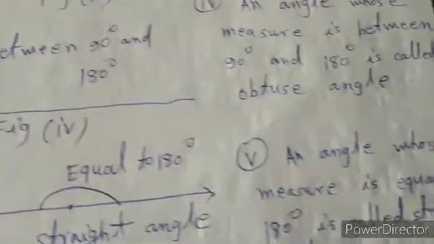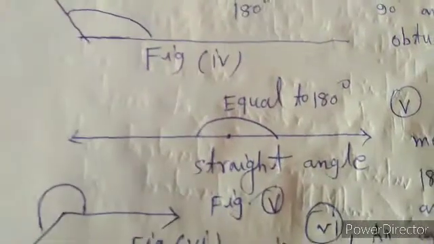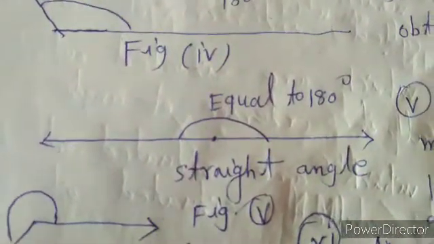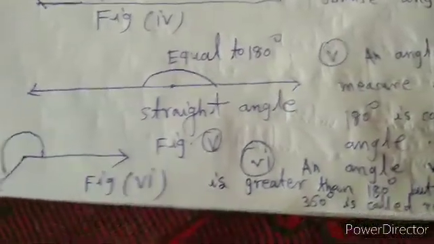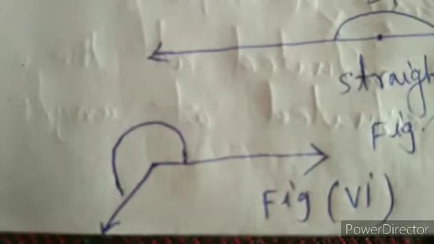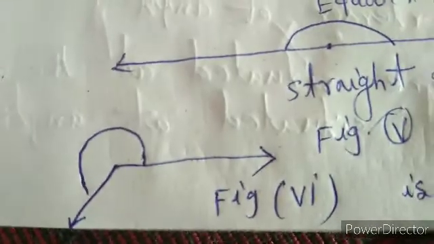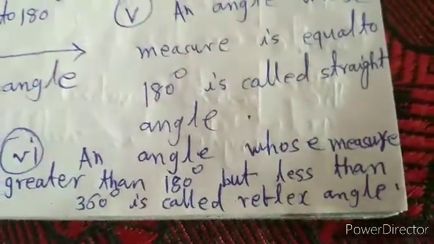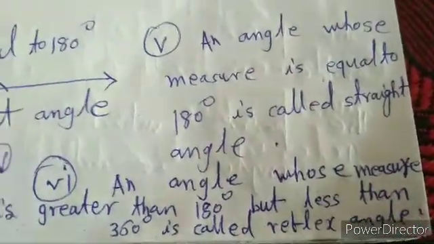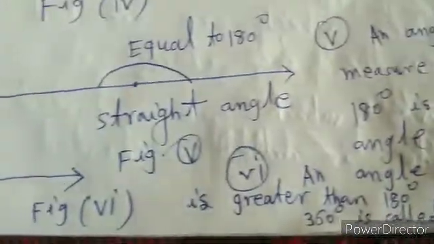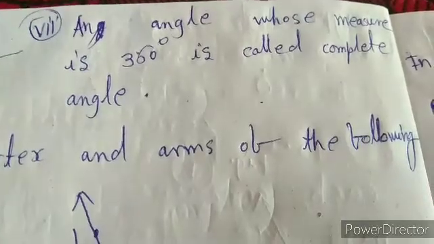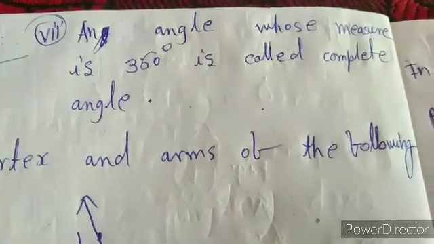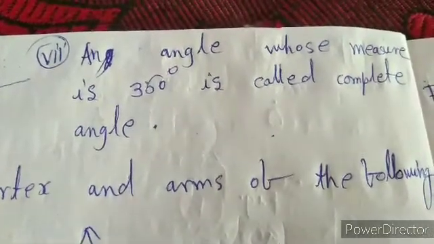A straight angle. An angle whose measure is equal to 180 degree is called a straight angle. An angle whose measure is greater than 180 degree but less than 360 degree is called a reflex angle. In the given figure, the angle is a reflex angle because its measure is greater than 180 degree but less than 360 degree. Complete angle. An angle whose measure is 360 degree is called a complete angle.